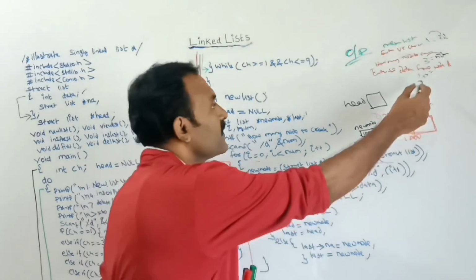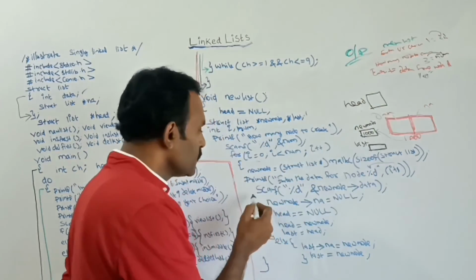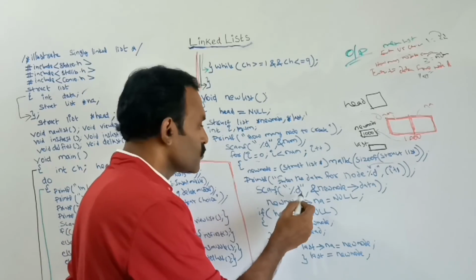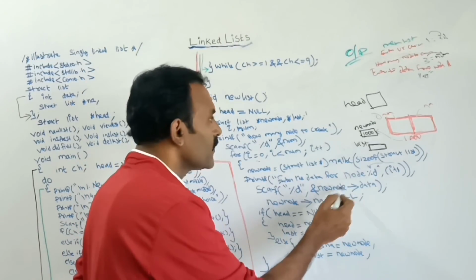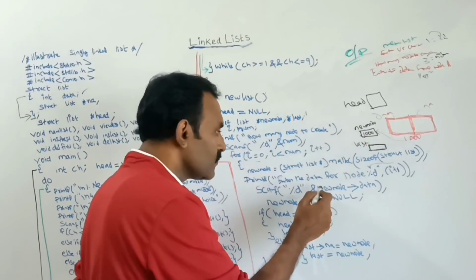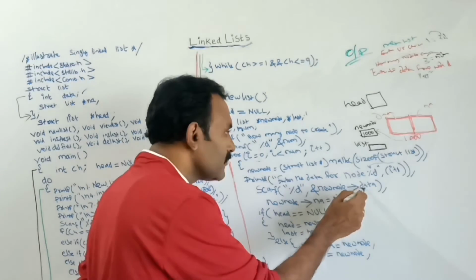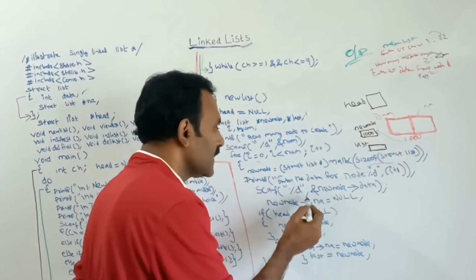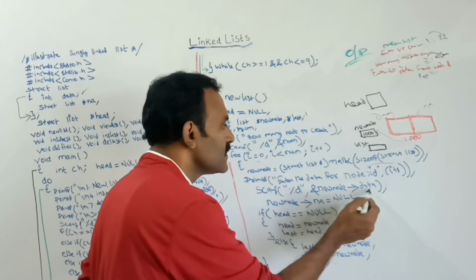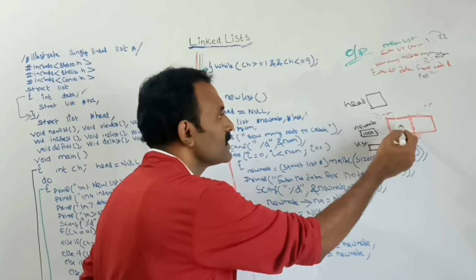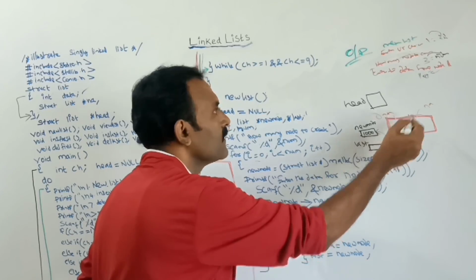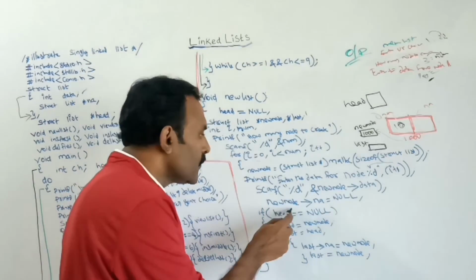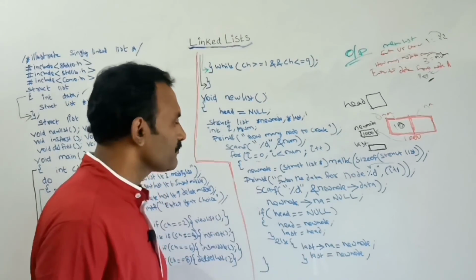Suppose you are giving 10 here; by using the scanf function I am storing it in new node. New node means 1000. So to the 1000th address's data I am storing the value given from the keyboard. That is, I had given 10, and that 10 will be stored in the 1000th data. Next step, new node of NA is equal to null.